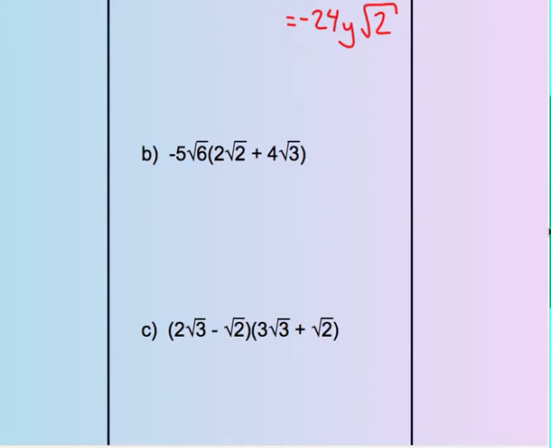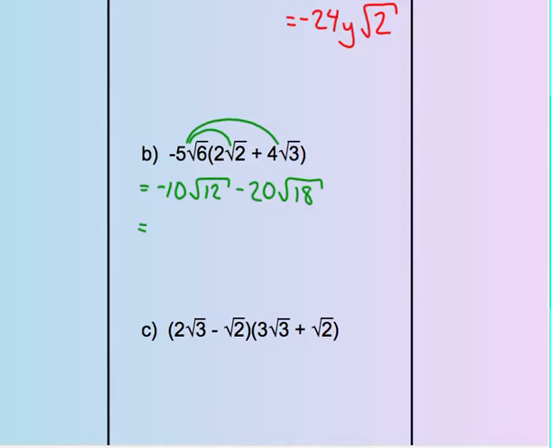So for B, we're getting a little bit more complicated. We're going to go ahead and distribute this time. Same process. So we're going to do negative 5 times 2, which gives us negative 10. Square root of 6 times square root of 2 is square root of 12. Distributing it again, negative 5 times 4 is negative 20. Square root of 6 times square root of 3 is square root of 18.